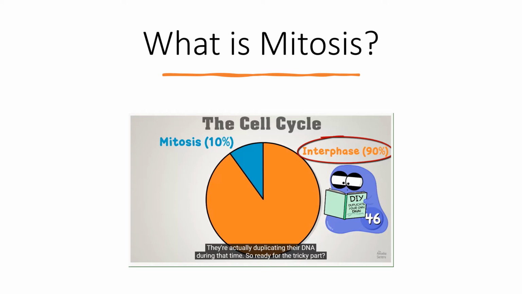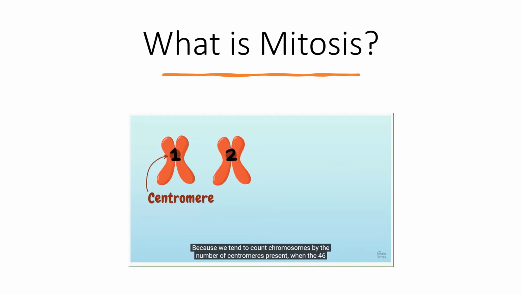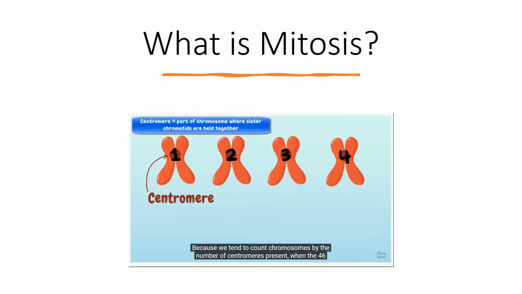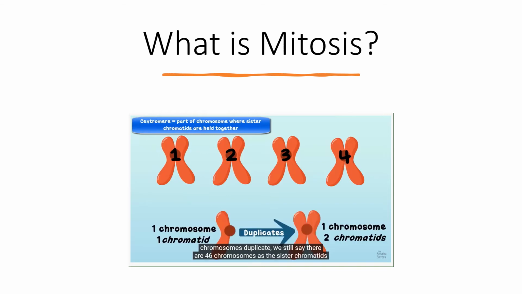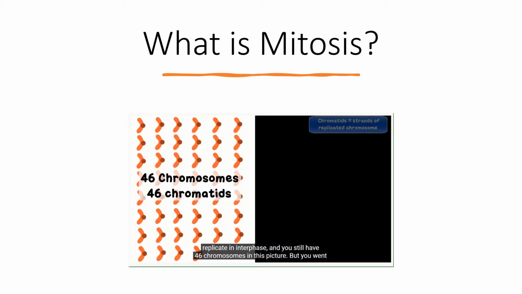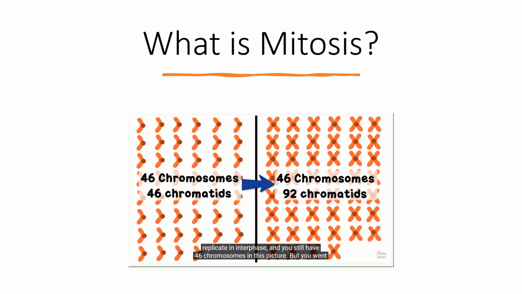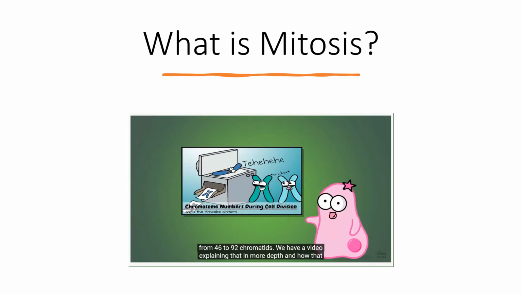So ready for the tricky part? Well, because we tend to count chromosomes by the number of centromeres present, when the 46 chromosomes duplicate, we still say there are 46 chromosomes, as the sister chromatids are still attached, and we're counting by centromeres. So 46 chromosomes here, they replicate in interphase, and you still have 46 chromosomes in this picture, but you went from 46 to 92 chromatids. We have a video explaining that in more depth and how that factors in for mitosis.